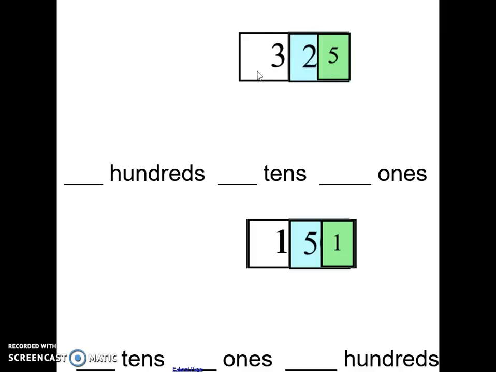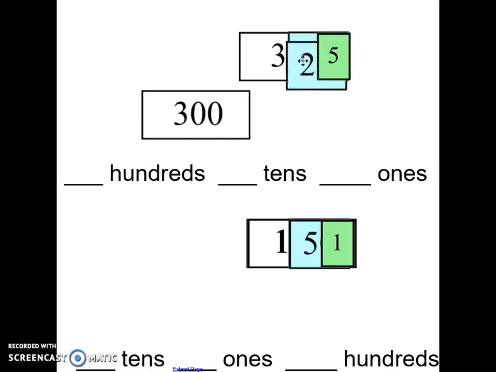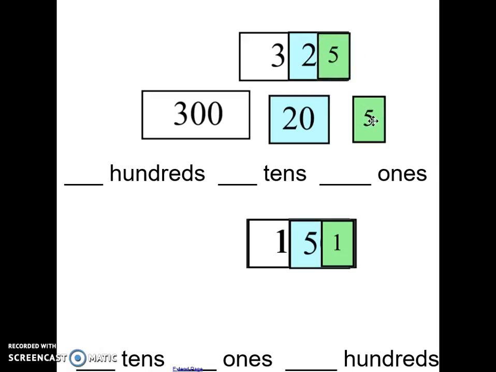325. This number is written in standard form. So first, I'm going to break my number up into hundreds, tens, and ones using a number bond. So again, I look at the hundreds place. Here I have 3 hundreds, and 3 hundreds is 300. Then I look at my tens place. Here I have 2 tens, and 2 tens is 20. And then I look at my ones place, and here I have 5 ones, and 5 ones is 5. So my number bond would be 300, 20, and 5.